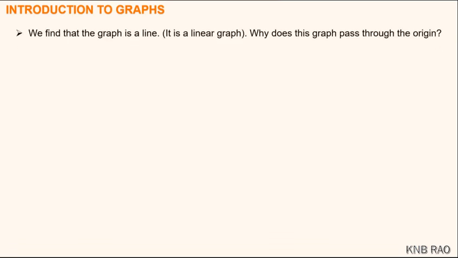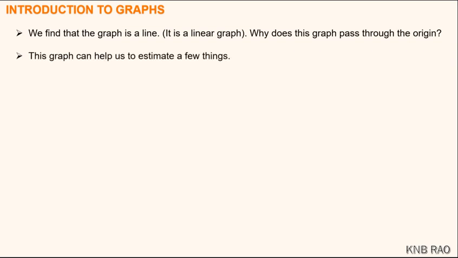Here we find the graph is a linear graph. Why does this graph pass through the origin? Because if I purchase 0 liters, definitely the amount that I pay for it, or the cost of that 0 liters of petrol, is 0 rupees.